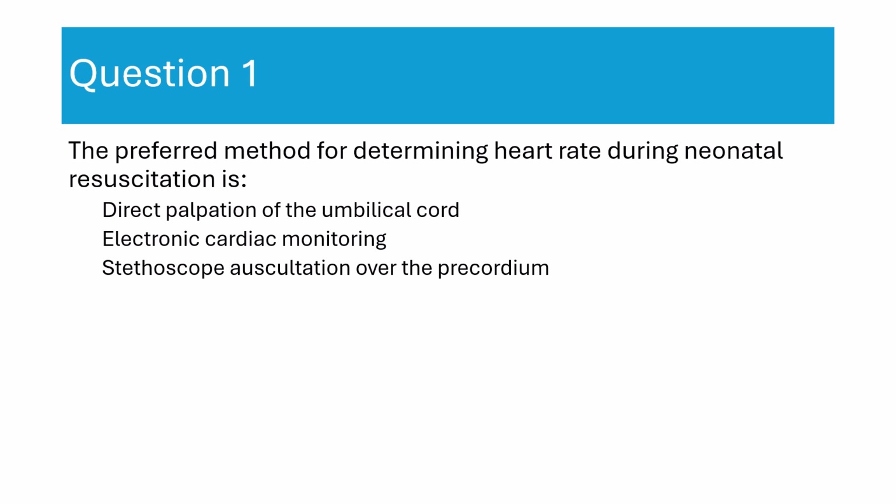Electronic cardiac monitoring provides the most accurate assessment, especially during poor perfusion states. Stethoscope auscultation is incorrect because, while better than cord palpation, it's less accurate than ECG monitoring, especially during resuscitation. Direct palpation of the umbilical cord is incorrect because it's the least reliable method and often underestimates the actual heart rate.